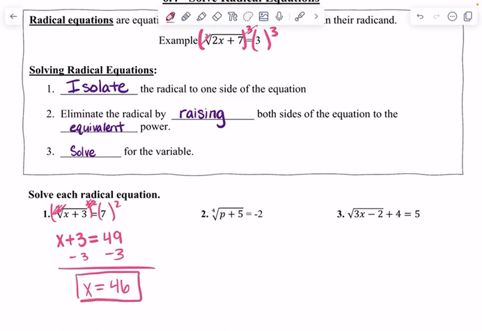So similar with number 2, you've got the fourth root now of p plus 5. Nothing adding, subtracting, multiplying with that. So the very first step is raising both sides to the fourth power. Cancels the root. Actually evaluate or get what negative 2 to the fourth is on the right side. So 16 equals p plus 5. Subtract your 5 over.